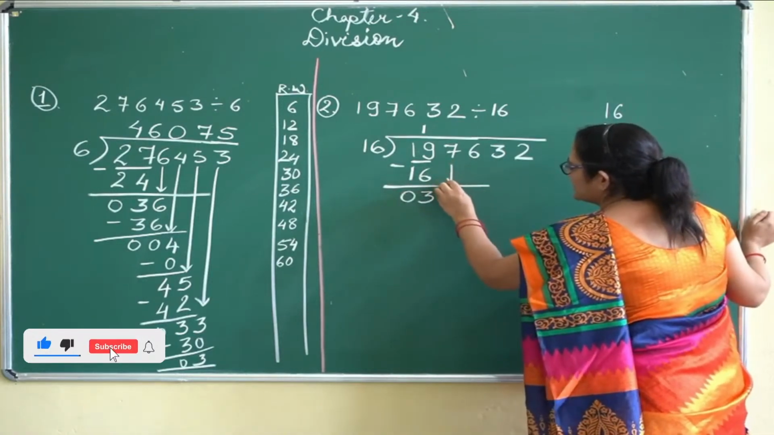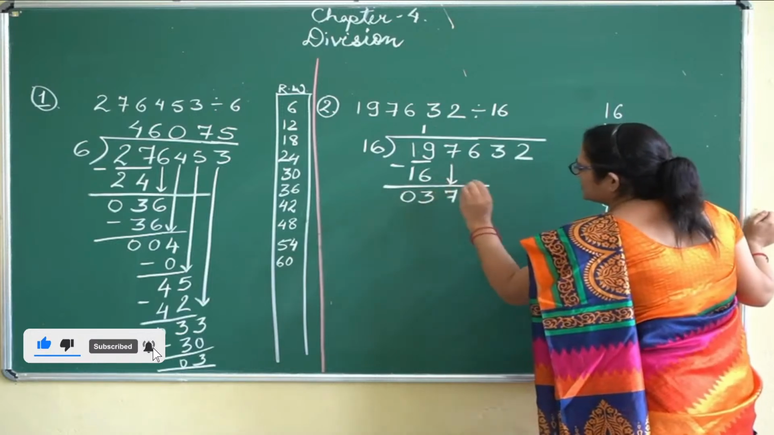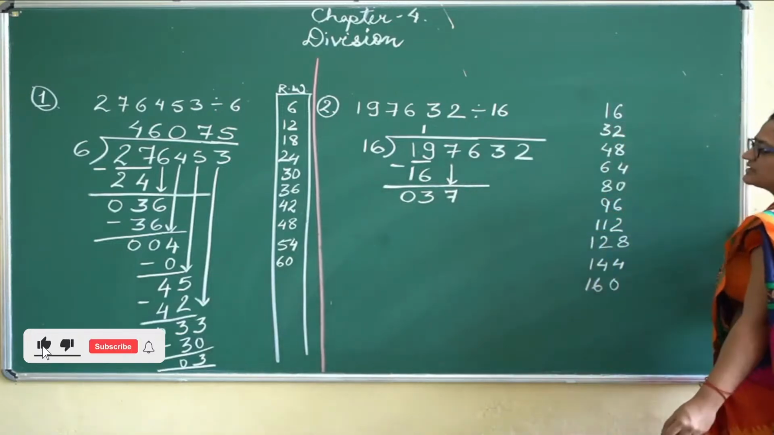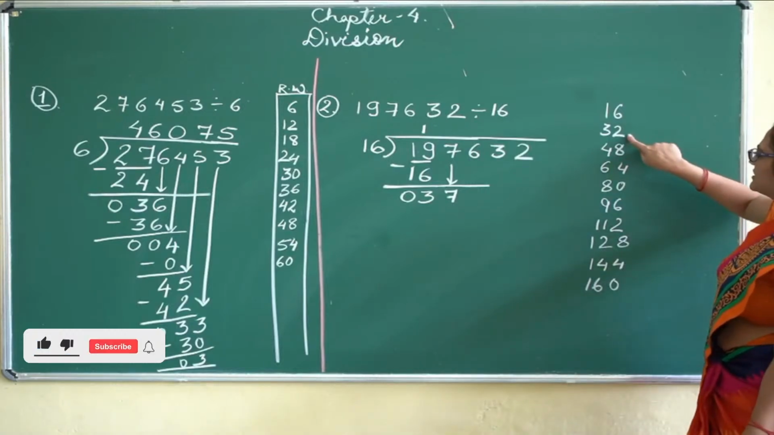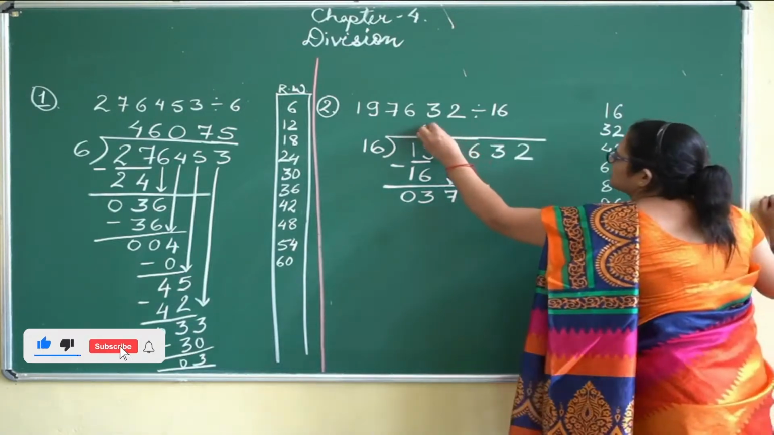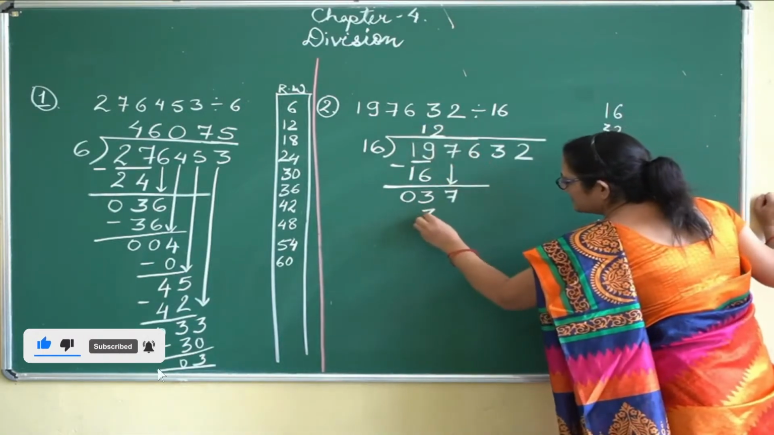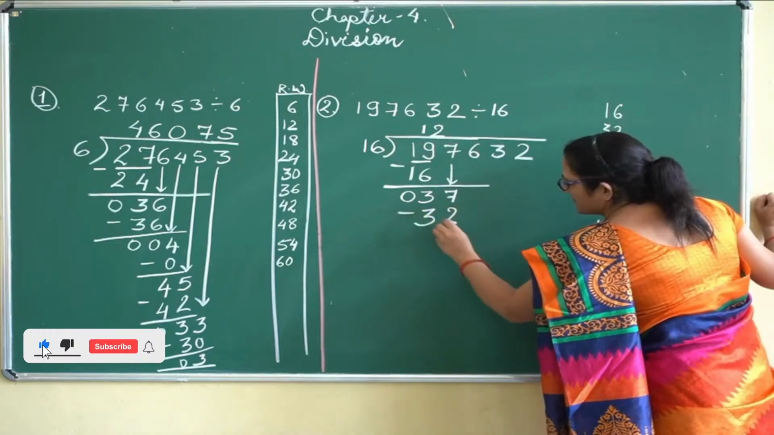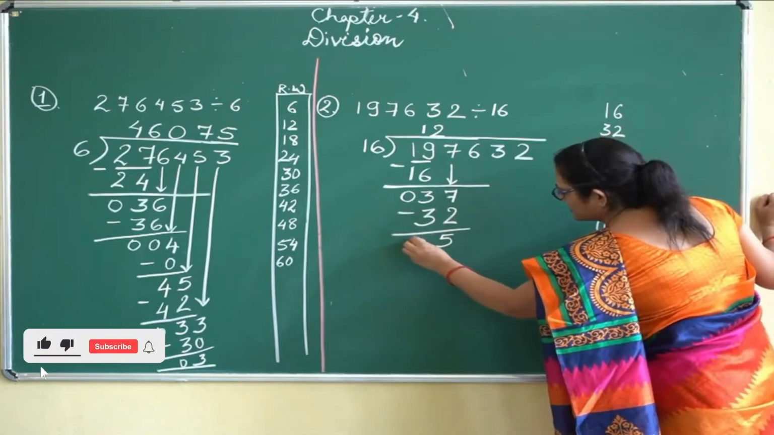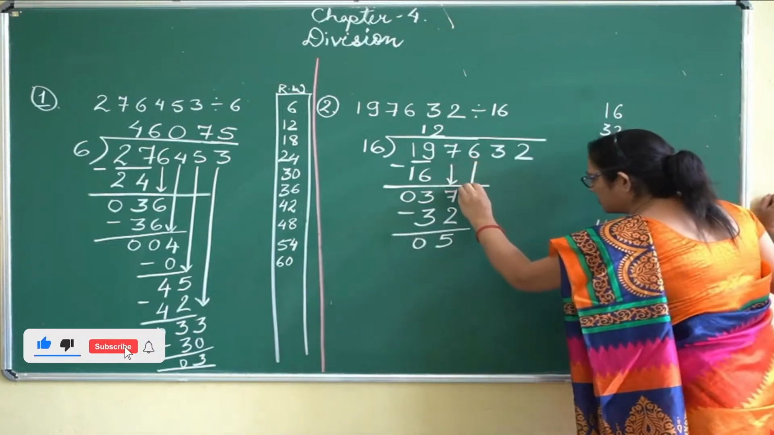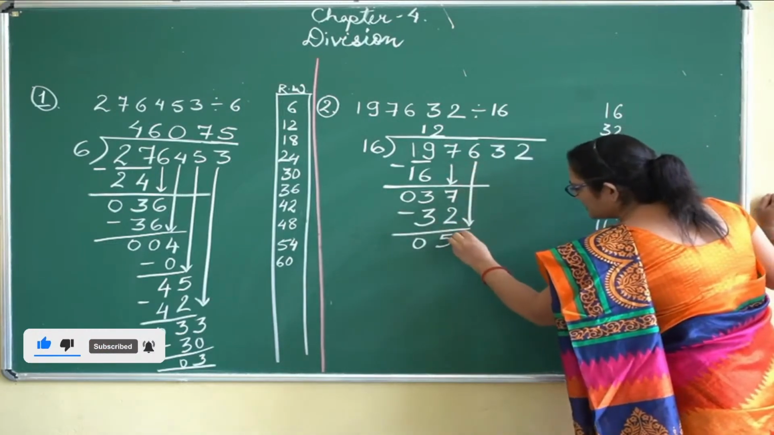We will bring the next number down. What is in the table of 16? Does 37 come? No. But what is smaller than 37? 32. So 16 2s are 32. Subtract. 7 minus 2 is 5. 3 minus 3 is 0. Now what will we do? We will bring the next number down.